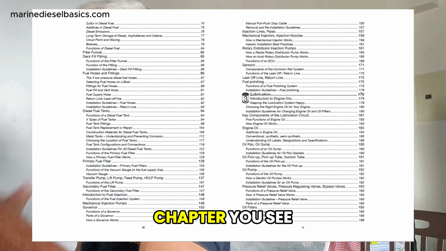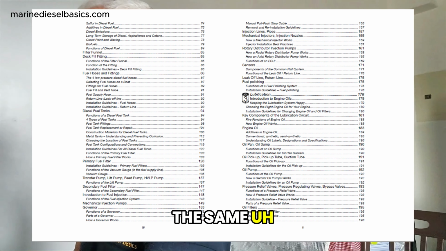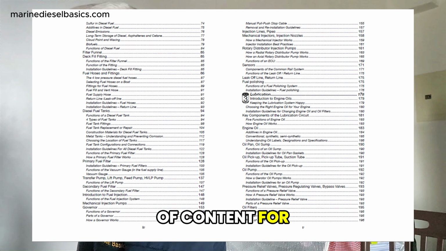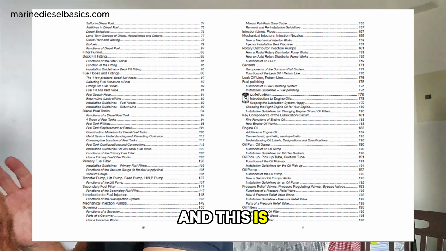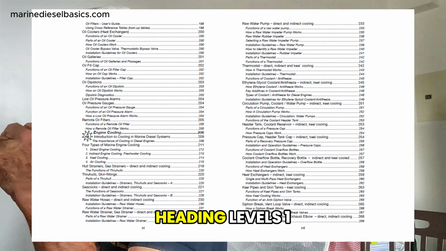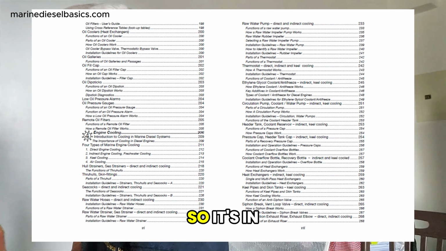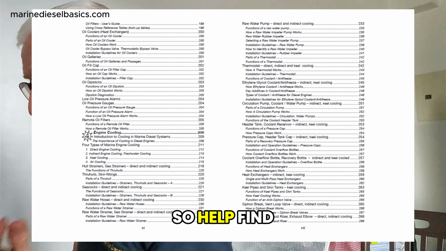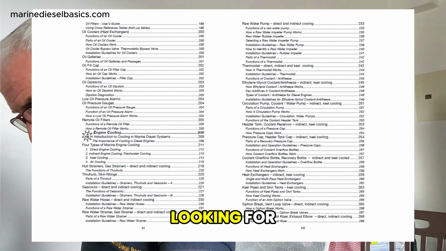Then in each chapter, you see the same icon at the top. Then there's a table of content for that particular chapter, and this is more detail. So this has heading levels 1, 2, and 3. So it's in much more detail. So help find what one is looking for.